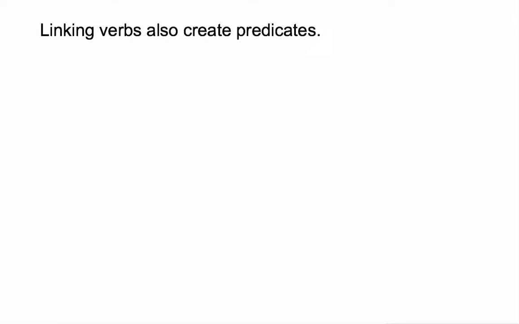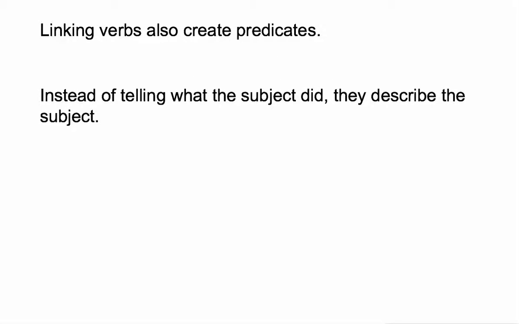Always remember, linking verbs are also verbs, therefore they also create predicates. However, instead of telling us what the subject did or does, they describe the subject. So if we look at the example sentence, my dog looked tired. What's the sentence about? My dog. Here, though, my dog isn't doing an action. It's being described. Its state of being is what the verb is telling us about.